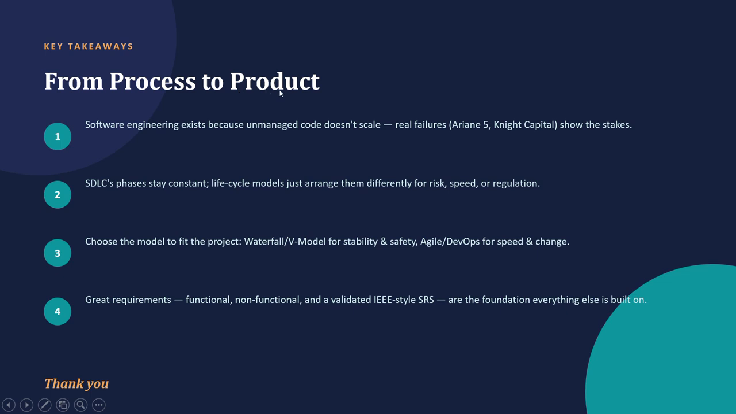Key takeaways from process to product. Software engineering exists because unmanaged code does not scale. Real failures. SDLC phases stay constant. Lifecycle models just arrange them differently for risk, speed, or regulation. Third one is choose the model to fit the project. Waterfall or V model for stability and safety, Agile or DevOps for speed and change. Great requirements, functional, non-functional, and validated, in an IEEE style SRS are the foundation everything else is built on.